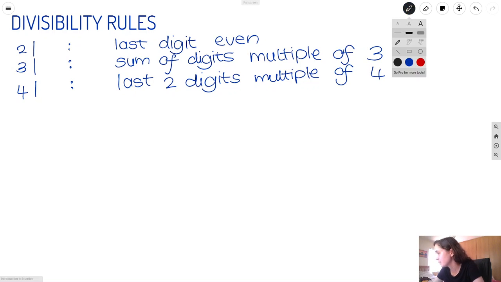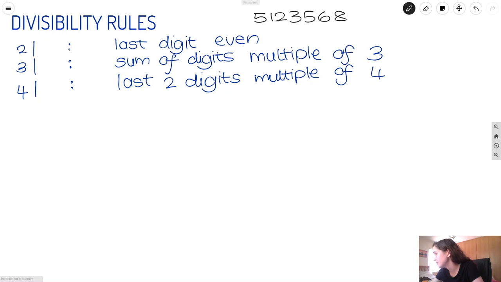So let's quickly look at an example. If we have a super long number like 5, 1, 2, 3, 5, 6, 8, 1, 2. Let's make the last one 6. So if we want to predict whether it will be divisible by 2, we look at the last digit. It is 6, and 6 is even, so it will be divisible by 2.